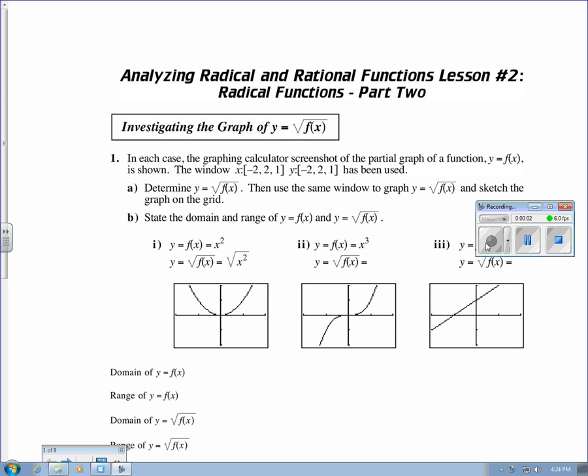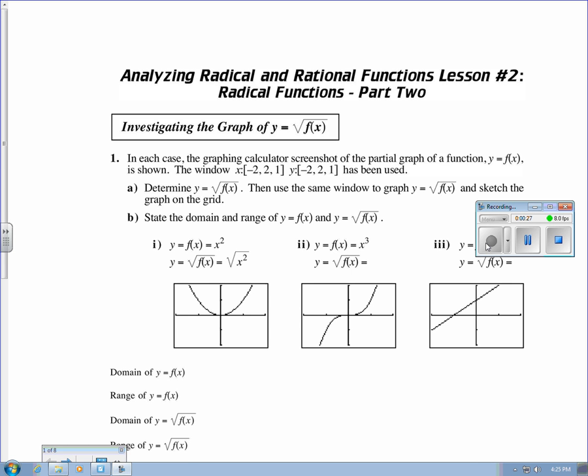So this is lesson 2 in radical and rational functions. One thing I noticed from the work I've seen over the last couple of years is it's very difficult to see the connections between function graphs and the square root of those function graphs unless you've practiced and played around with it. So there are actually 6 graphs to create here.